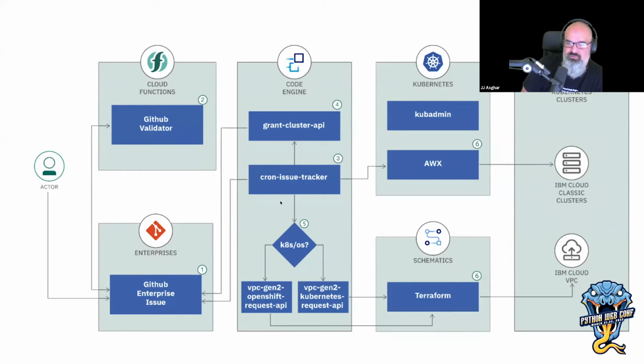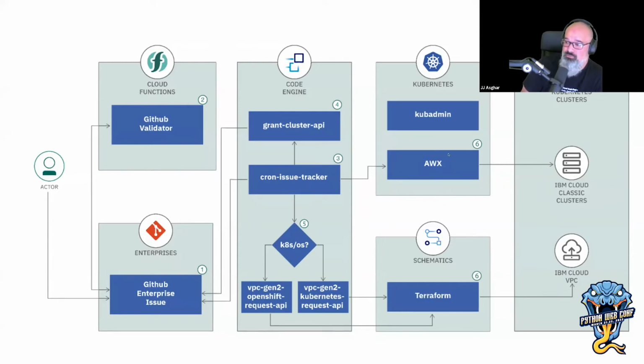Every 15 minutes, this issue tracker runs, parses through our GitHub issue tracker, checks to see if it's Kubernetes or OpenShift, and then sends one of the requests to that API, which talks to Terraform, which is Schematics, which is actually not 100% true now, and I'll show that in a minute. And then it sends up a cluster on the VPC. Or if it doesn't require that and needs to talk to AWX, we can spin up classic clusters. We've actually made an iteration that we now have these Gen 2 instead of AWX.